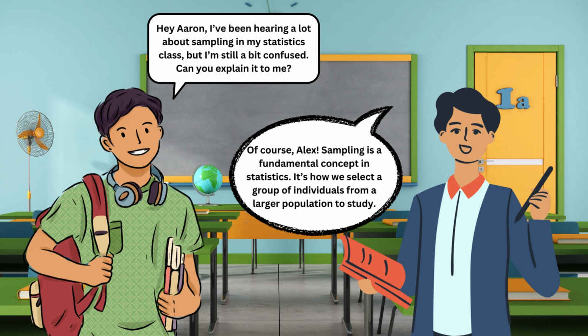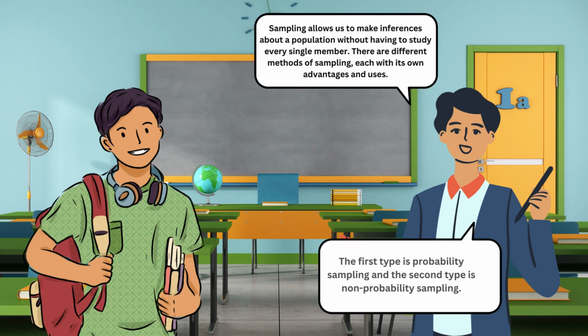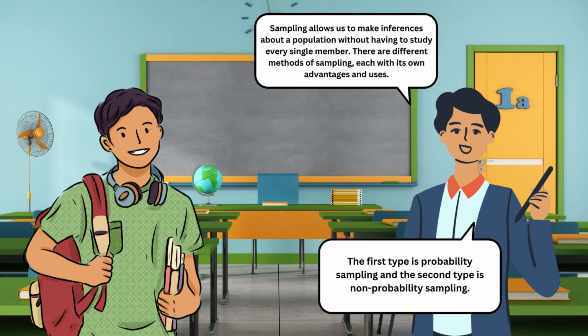Hi Aaron, I have been hearing a lot about sampling in my statistics class, but I'm still a bit confused. Can you explain it to me? Of course, Alex. Sampling is a fundamental concept in statistics. It's how we select a group of individuals from a larger population to study. Sampling allows us to make inferences about a population without having to study every single member.